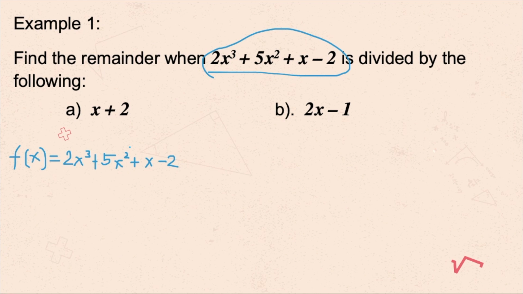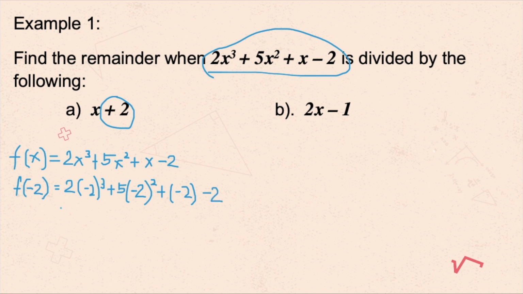As with synthetic division, you must get the opposite of the constant term of the divisor. So in this case, it must be negative 2, or f of negative 2. You'll substitute negative 2 for all the x's in the given f of x. So this will be 2 times negative 2 to the third power, plus 5 times negative 2 to the second power, plus negative 2, minus 2.